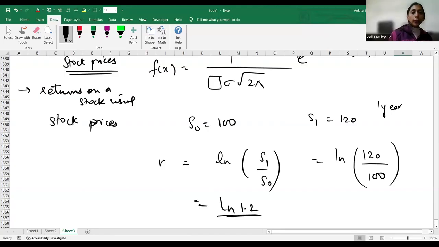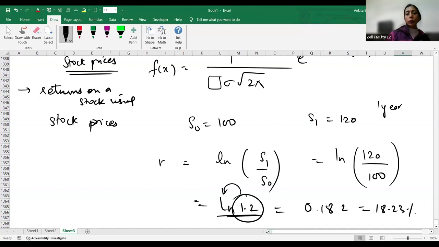Now on your calculator, you can do ln of 1.2. So how do you do it? On your calculator, you write 1.2. Now press ln. Not second and ln, only ln. So ln is log natural. So ln of 1.2, you'll get 0.182, so approximately 18.23%. So how much return did you make in a year? 18.23%.